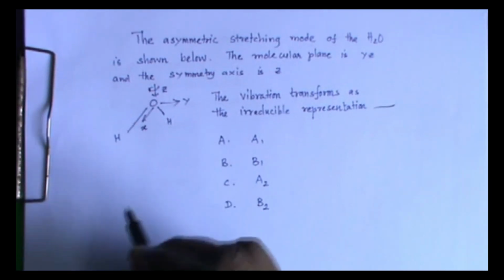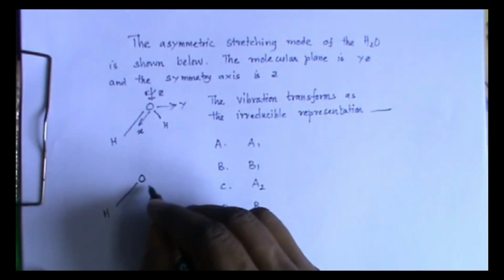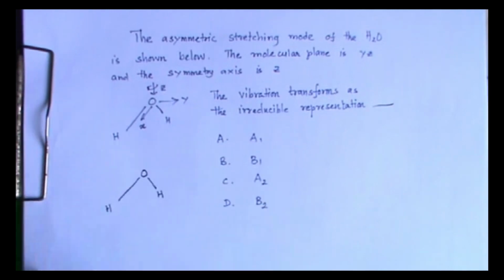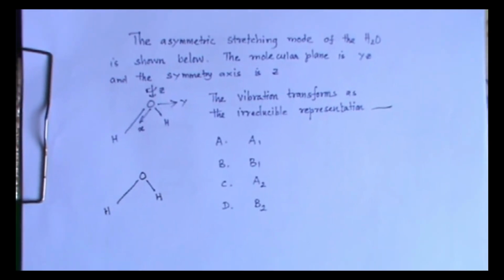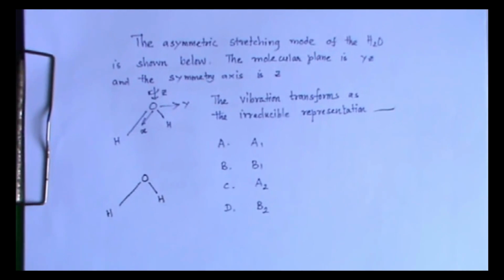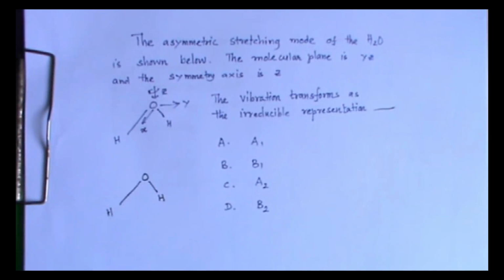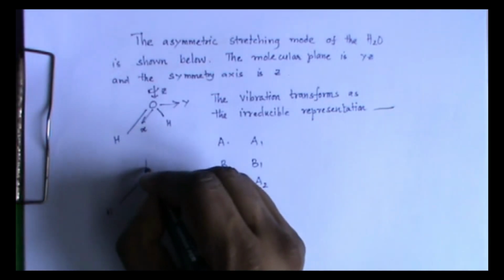Water molecule is given here, and basically they have given the asymmetric stretching. One side it is stretched more compared to the other side. This is referred to as asymmetric stretching. Here the plane of the molecule or the plane of the paper is YZ. This is the principal axis.